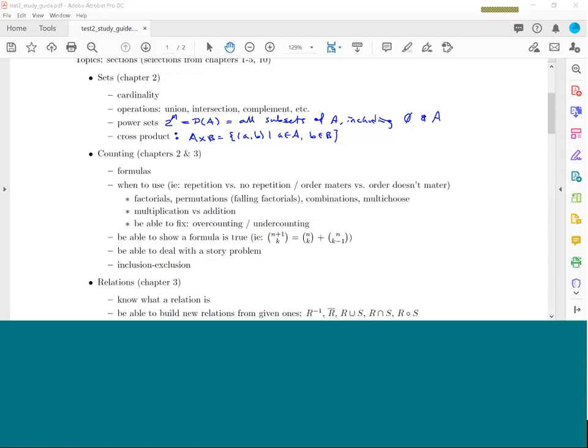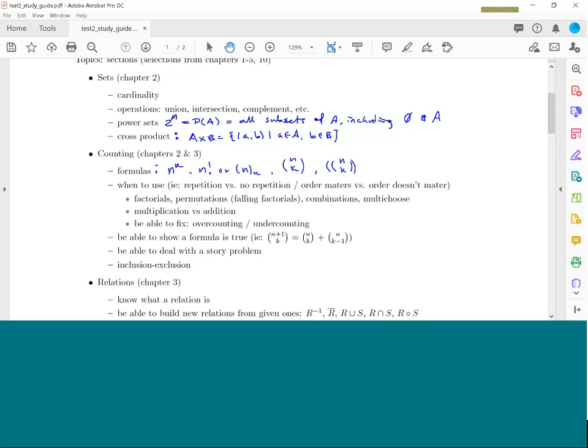Different formulas. Remember what we have? We have our formulas where we were just dealing with exponents. We had our formulas where we were dealing with factorial or falling factorial. And remember, with falling factorial, you've got to have those parentheses around it. And we also have the n choose k. And we also had the multi-choose, the n multi-choose k.